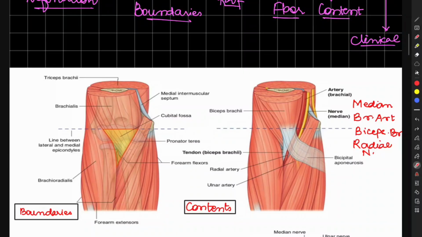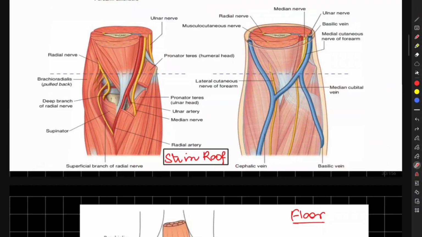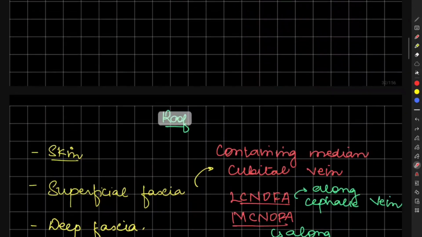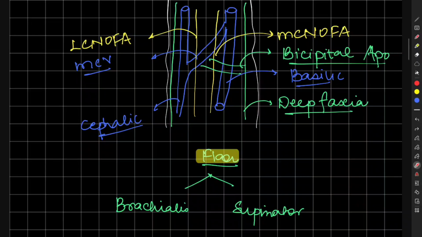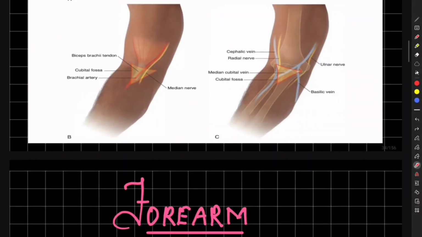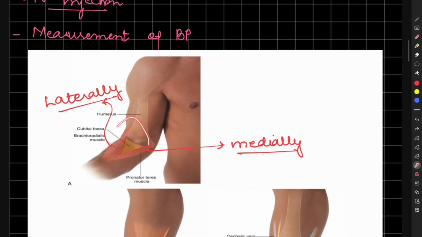Okay. I have very good diagrams from the Gray's Anatomy book, which will help you to memorize the cubital fossa and to understand where it is exactly located. Now, talking about the cubital fossa, it is homologous to the popliteal fossa of the lower limb. It is a triangular hollow depression, which you can see in the elbow region. Here you will find this fossa. So this region is called the cubital fossa.